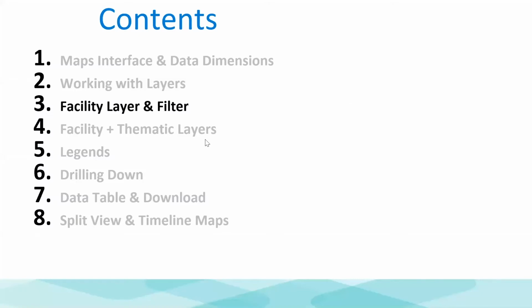Facility layer and filter. Okay, so up to this point we have discussed what is there in the maps application. I described the interfaces briefly, and then we discussed layers, the different types of layers that are available, including the external layers, and finally we talked in depth about what is there in the thematic layer. So here let's try to talk about the facility layer and the filters.